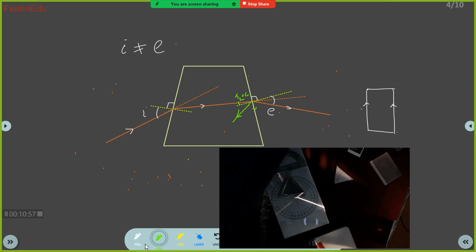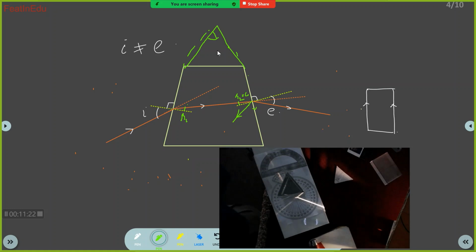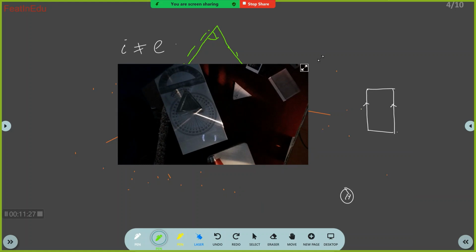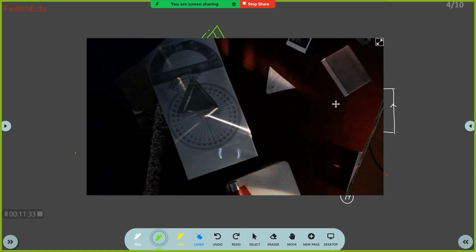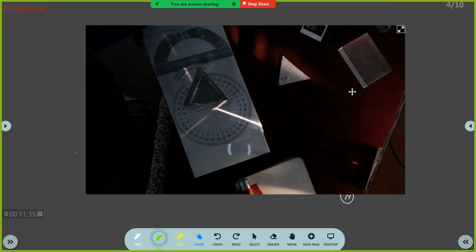Supposing I take this angle as R1, and this angle made here is R2. So R1 plus R2 will be equal to the prism angle A. There is a condition called minimum deviation. If you are a keen observer, you will understand this. Online students, I suppose you are following, right?